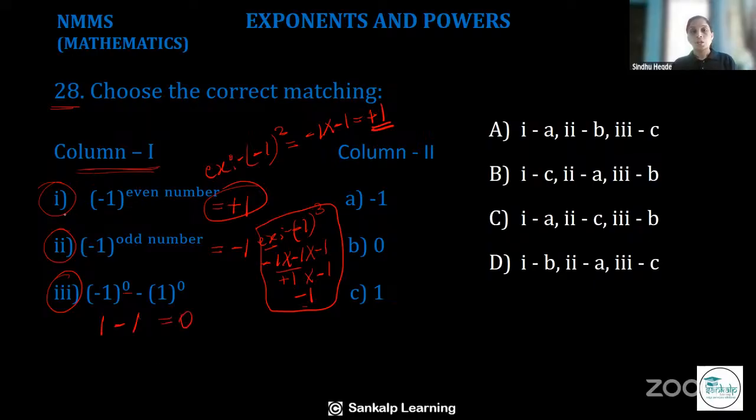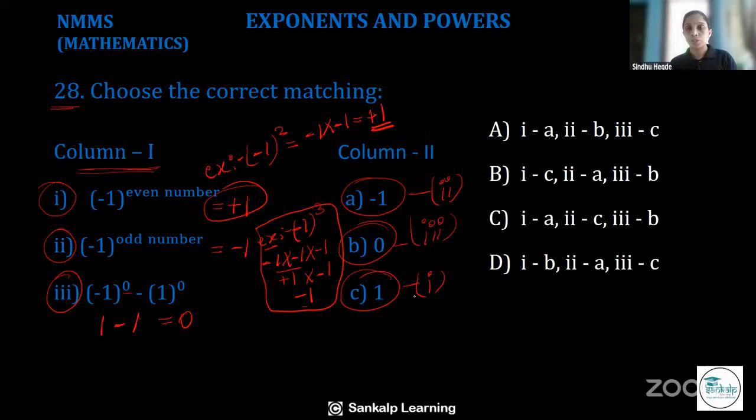Now, match. Column 1, first one answer is plus 1. So, here C matches with 1. And second one, minus 1 raised to odd number is always minus 1. It matches with A. So, second matches with A. And third matches with B. So, let me check which option is correct. First one should be C. Second should be A. And third should be B. So, option B is our answer.